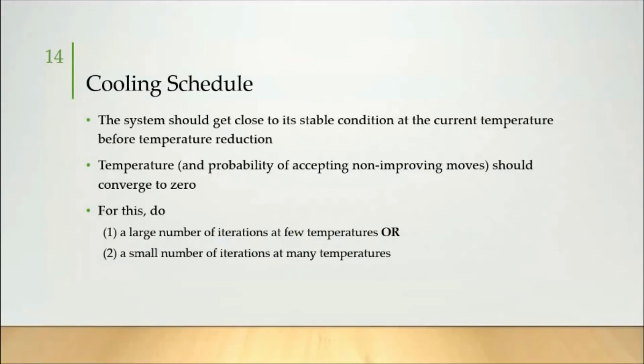The temperature and the probability of accepting non-improving moves should converge to zero. The temperature is converging to zero, as well as the probability of accepting a worse solution. In order to do this, we have to do a large number of iterations at a few temperatures or a small number of iterations at many temperatures. So those are the two conditions. One is a large number of iterations at a few temperatures, in which case the cooling rate is very slow. The other is a small number of iterations at many temperatures, in which case the cooling rate is fast.